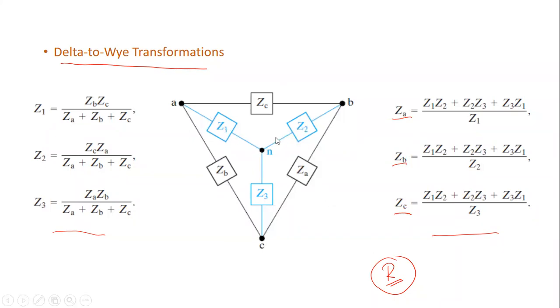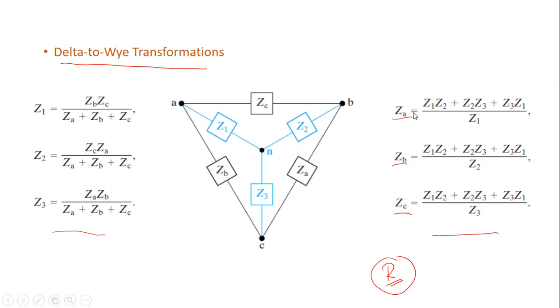And here, as you see, we are calculating ZA, ZB, ZC, which are the delta impedances. The given are Y, Z1, Z2, Z3, and you are calculating the three delta impedances. As you see, the top is the same, Z1 times Z2 plus Z2 times Z3 plus Z3 times Z1. The top is the same for all impedances, and the difference is the bottom.